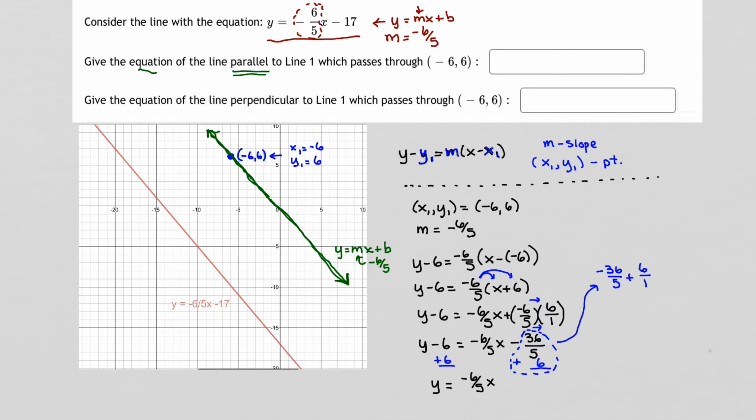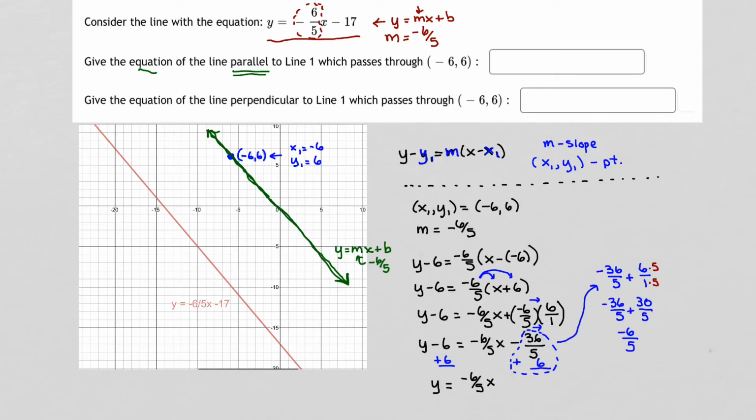In order to combine fractions, we need a common denominator. That means I'm going to need to multiply numerator and denominator here on the second fraction by 5. So that gives us negative 36 fifths plus 30 over 5. I now have common denominators, so I add my numerators. Negative 36 plus 30 is just negative 6 fifths.